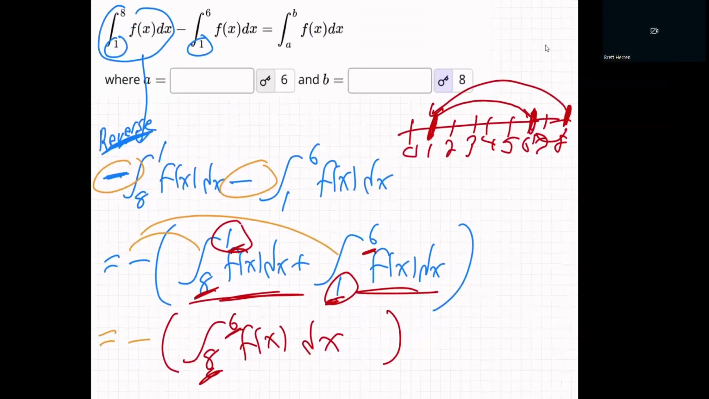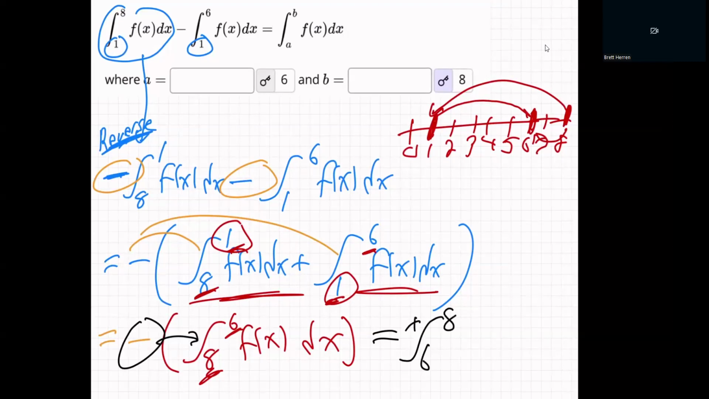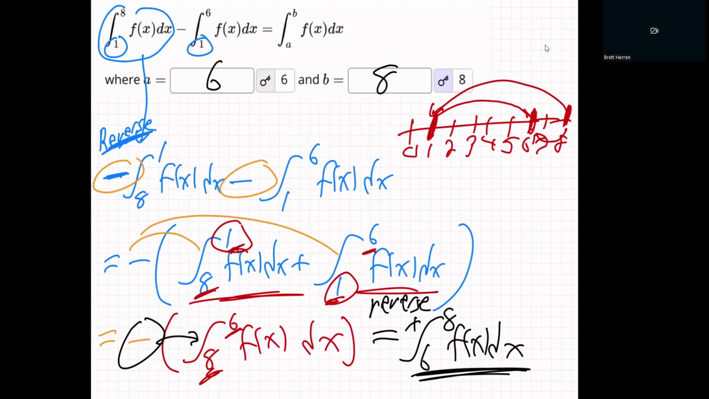And then the last step: see how we have that negative in the front? Hit that and reverse them. So it's 6 to 8, and it's positive. You just reverse. Anytime you want, you can change the sign in the front, and that reverses the order of the limits. So there we go. It's the integral from 6 to 8, and that's a is 6. Right? It goes from 6 to 8.